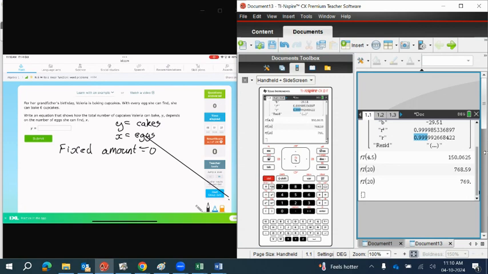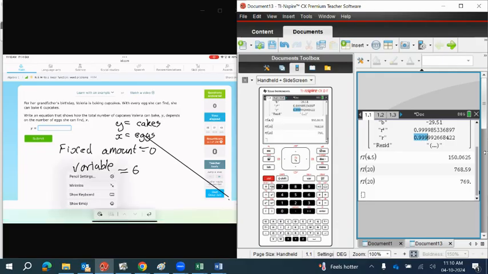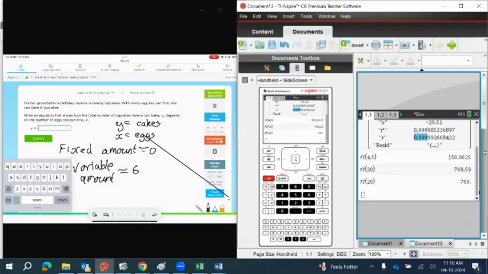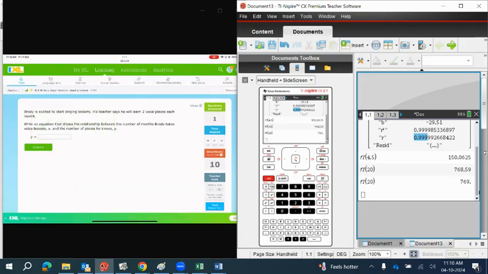What is our variable amount? How much do the number of cupcakes change for every egg we find? 6. So our model for this one is going to be y equals 6x. Okay, we can finish there for today.